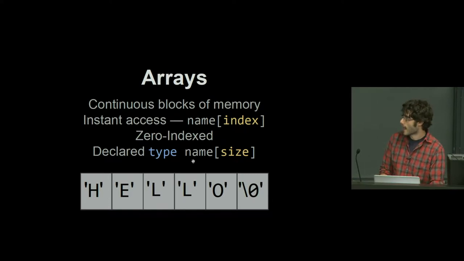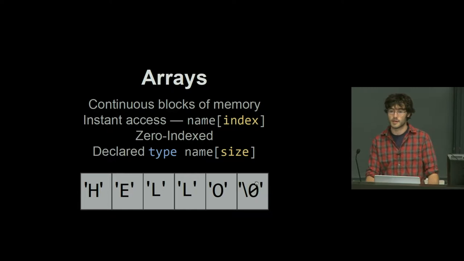If you have what is going into the array already made, you could specify this instead as, say, char, whatever the name of your array is, empty brackets, equals curly brace h, comma e, comma l, comma o, comma null character, and curly brace. That would also work as a declaration like this. Then you need to have the size already made. Yes.